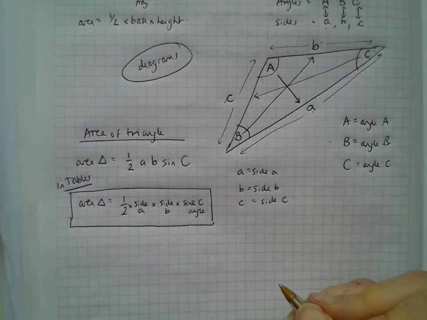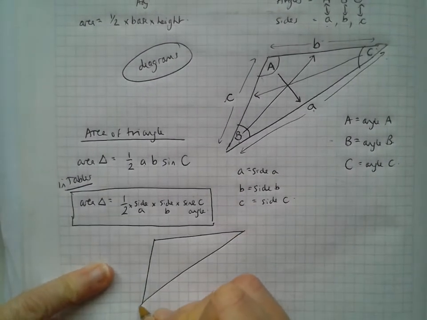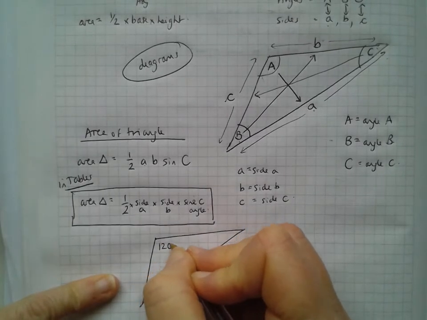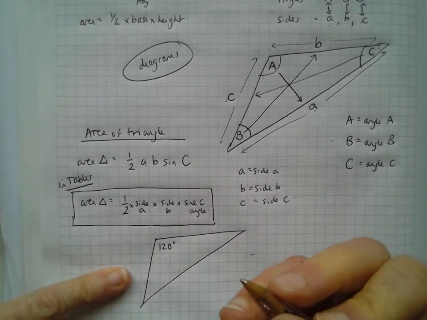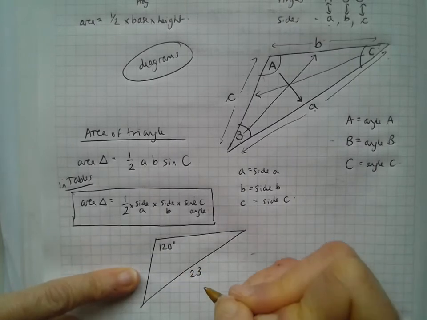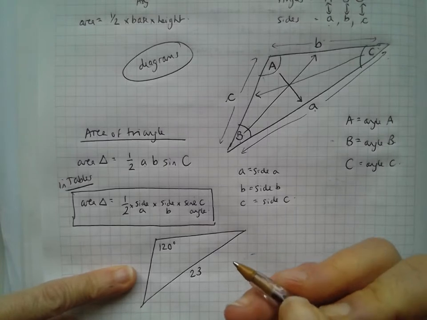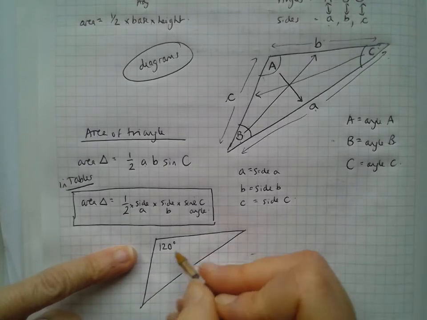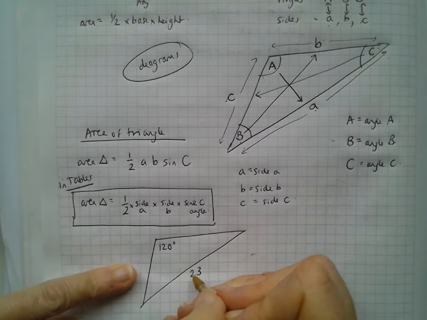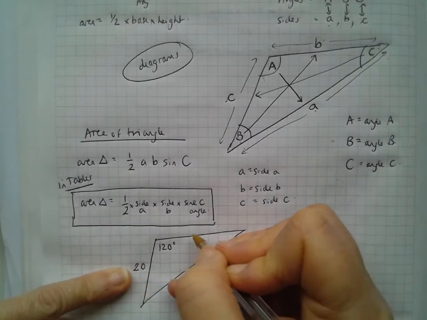How does that work? Well, let's draw an example here. Say this is 120 degrees, and let's say that side is 23 centimeters, this one is 20 centimeters, and this one is 12 centimeters.